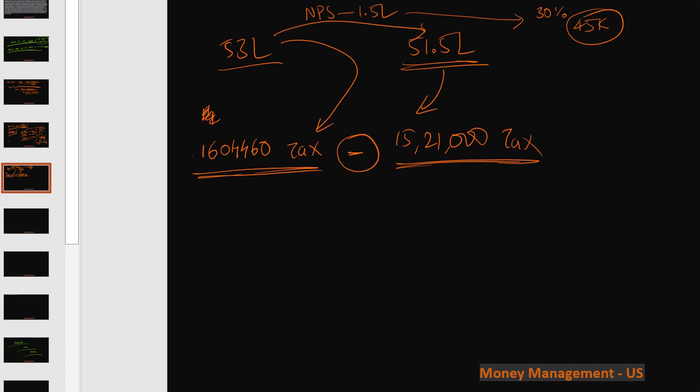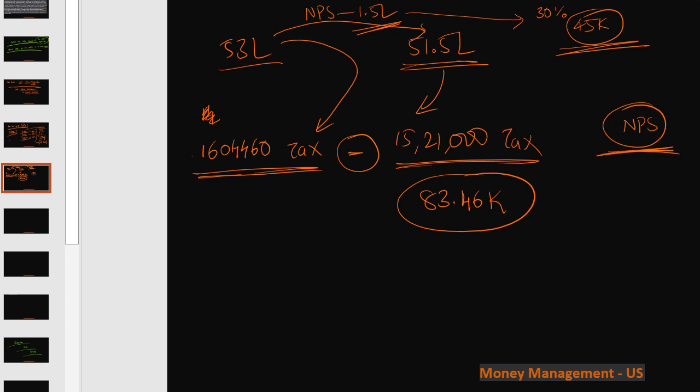Okay, so let me quickly do it. 16,04,460 minus 15,21,123. So here this will become 83.46k you're getting. So rather than 45k benefit, you're actually getting 83k benefit just by placing 1.5 lakh in the NPS. So you can see the NPS benefit.